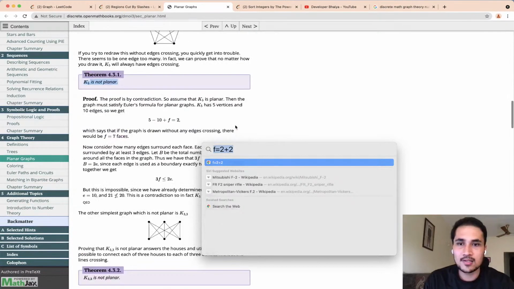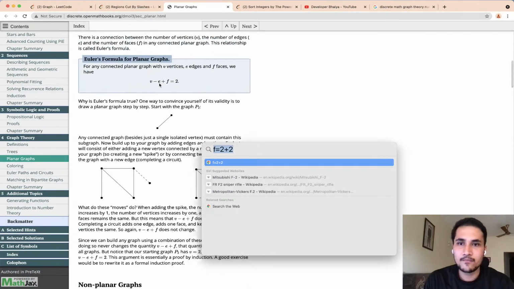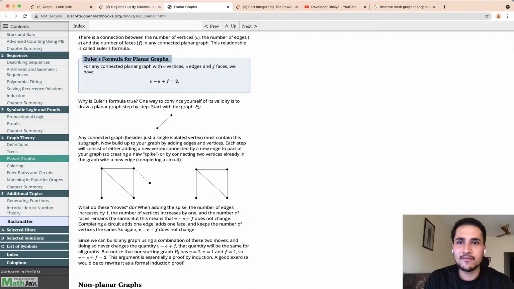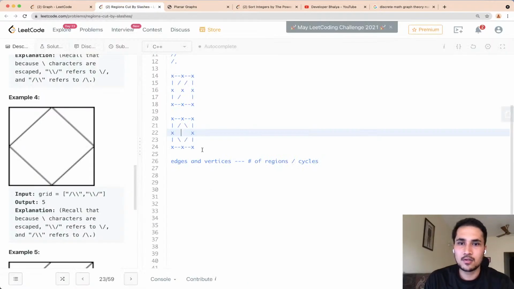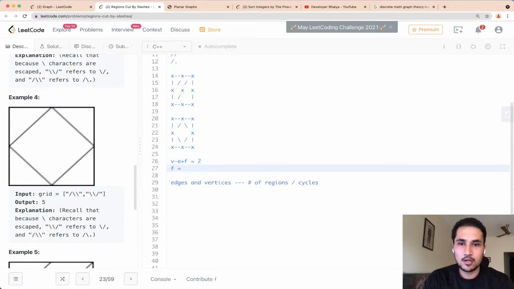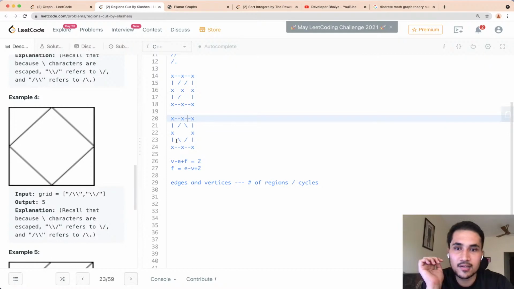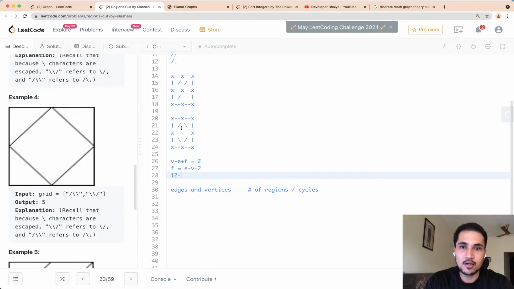So yeah, the equation is, let me see again. V minus E plus F is 2, right? V minus E plus F is 2. So let's see if it's working for our examples. So we can say F is nothing but E minus V plus 2, right? So in this one, let's see, the number of edges is 1, 2, then we have 3, 4, 5, 6, 7, 8, 9, 10, 11, 12. So 12 edges. The number of vertices are 1, 2, 3, 4, 5, 6, 7, 8.